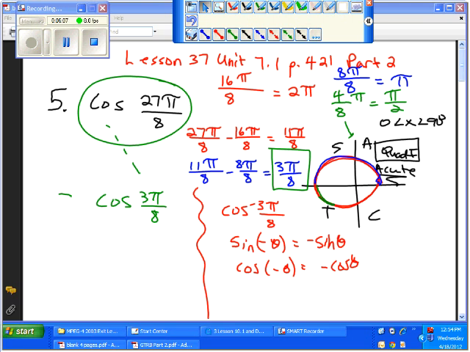The opposite identities. It's in your textbook on page 426. On page 426, sine negative A is the same as negative sine A. Cosine negative A is the same as cosine A. So sine negative A is equal to negative sine A. That one's correct. Cosine of negative theta is equal to cosine theta.